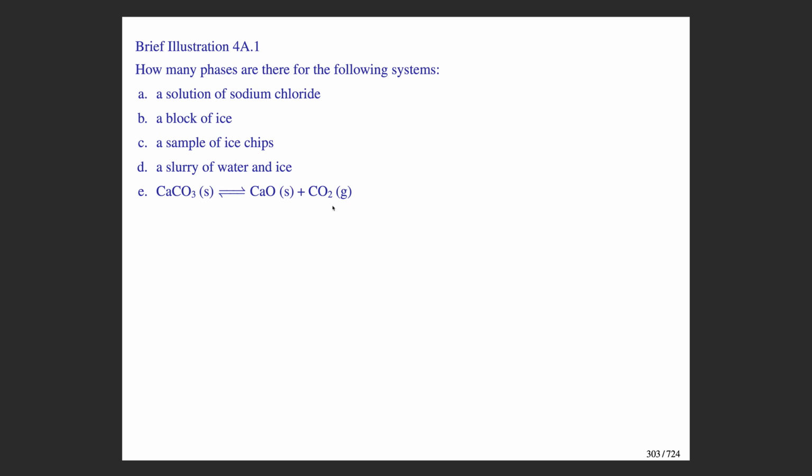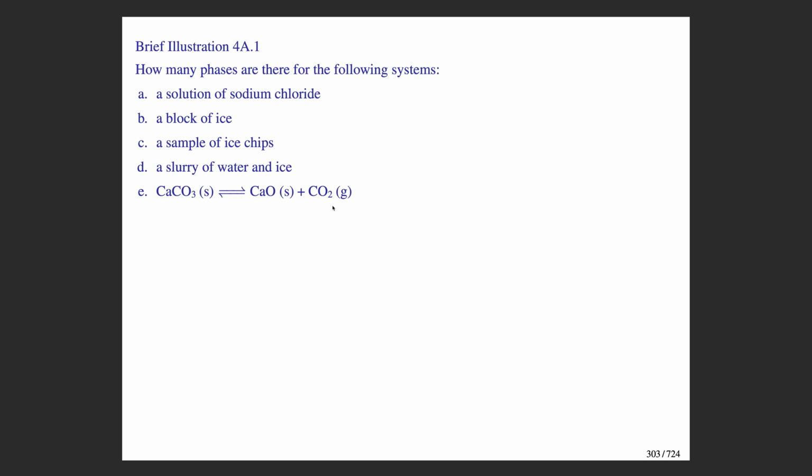A solution of sodium chloride would have one phase. It's all in the aqueous phase. A block of ice would also have one phase, and even if you chopped it up into multiple chunks of ice, it would all still be the same phase. So parts B and C also have only one phase. However, a slurry of water and ice, so think of slush, even though it may be difficult to distinguish between the ice and the water, it's still two phases.